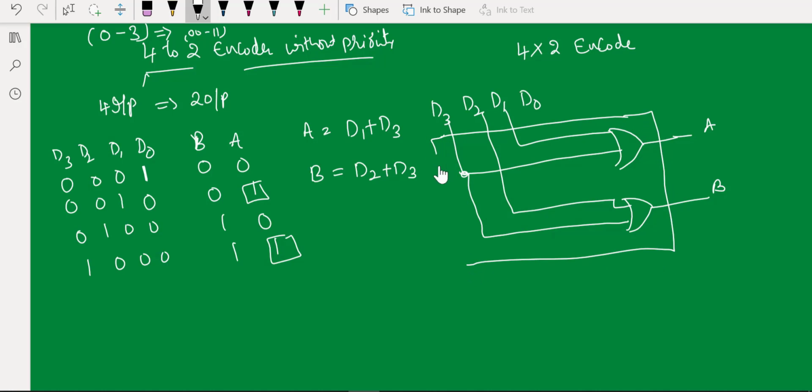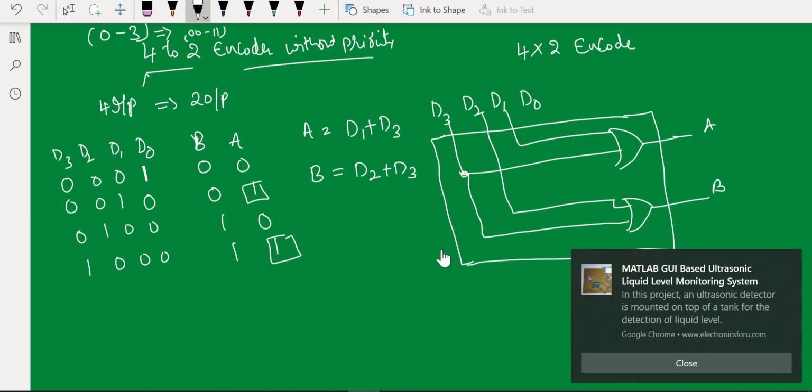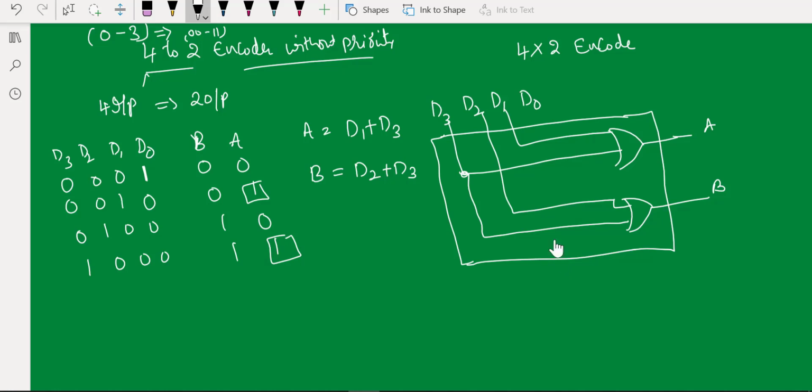This entire thing will be in the box. If you look at here, sometimes the system may confuse whether input is given or not to the system. In that case, we can add one more gate here, that is an OR gate. This OR gate is called valid input. We are going to connect all the inputs to this gate.